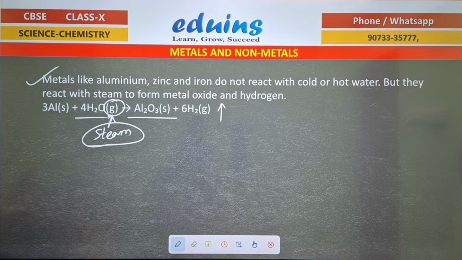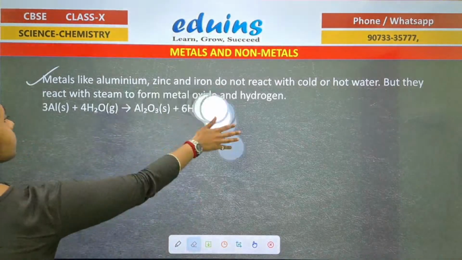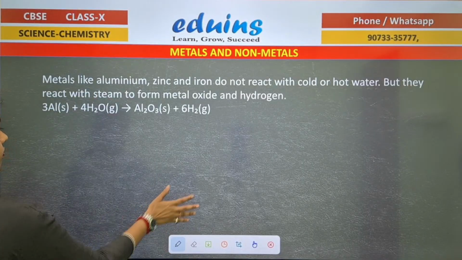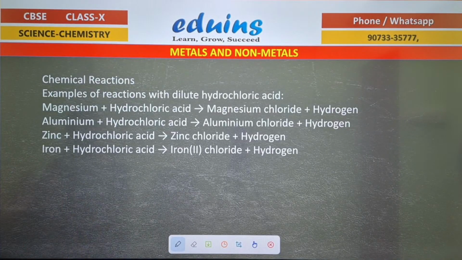So do you have any doubt about the reaction with the water at various temperatures? So now we have to study the next page. Examples of reactions with dilute hydrochloric acid. So now with the acid.